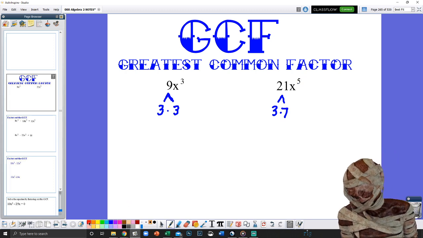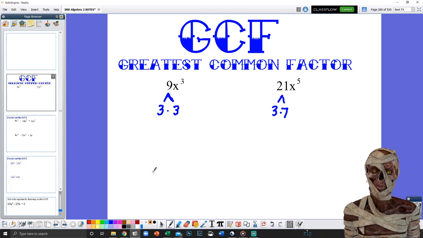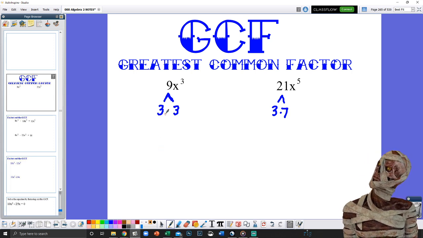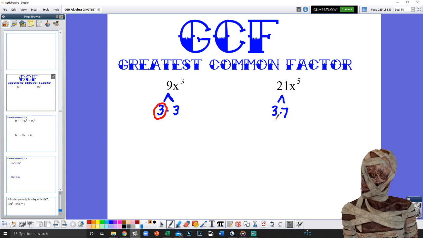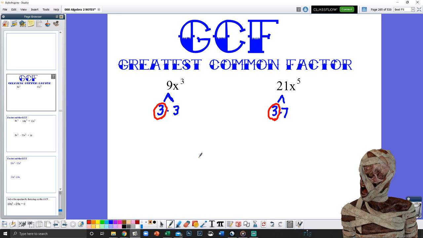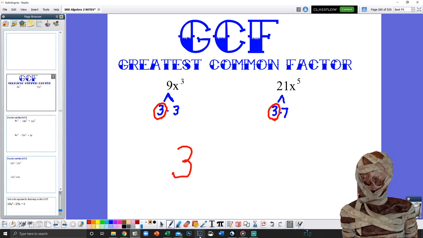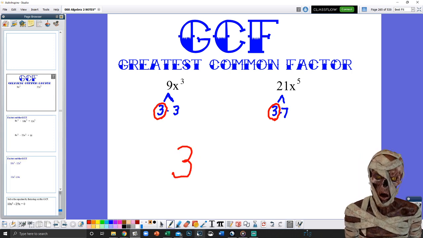So my next goal is to circle whatever they both have in common. So looking up here, what do they have in common? Well, they each have a 3. So I'm going to circle one 3 from each of those, and then I'm going to write it down. Just like that. Pretty simple, right?